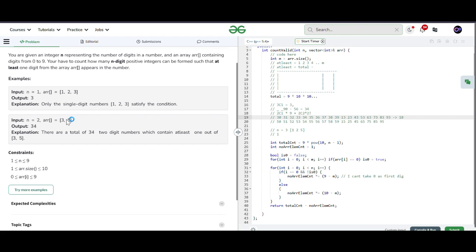Let's include only 5, right? So let's include the 5. With 5, I can generate 50, 51, 52. Likewise, I can generate this many numbers. Here, I also missed one more thing, that is 35, right? So again, I have 18 possibilities.